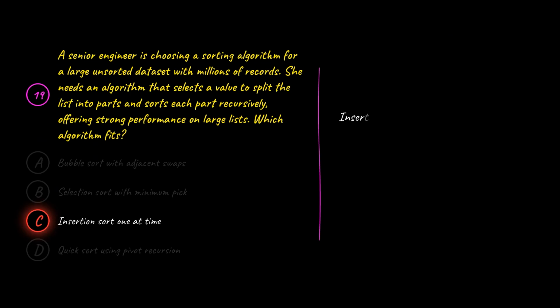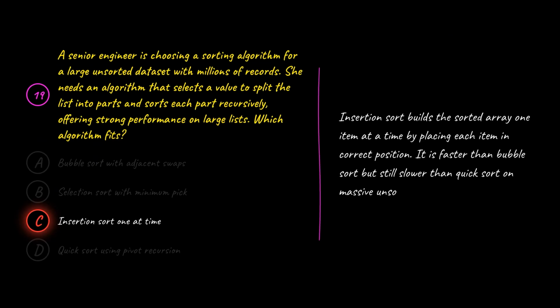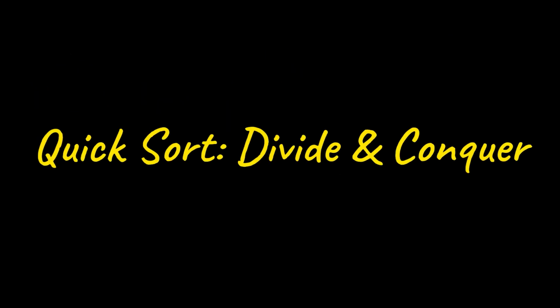C is wrong because insertion sort builds the sorted array one item at a time by placing each item in its correct position. It is faster than bubble sort, but still slower than quicksort on massive unsorted datasets. Quicksort is a powerful sorting algorithm built around a single clever idea.